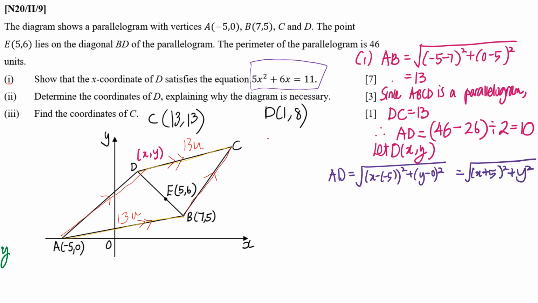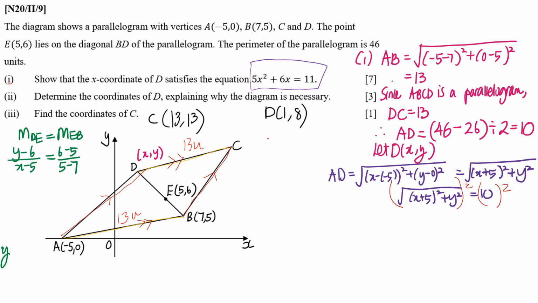And see how complex it is. It's bracket x plus 5 to the power of 2 plus y squared, and that value is equal to 10. So we can simply square both sides to remove the square root on the left hand side. Okay, I'm just going to leave it there first. And what's the next thing I am doing?